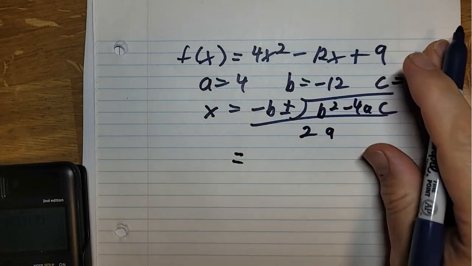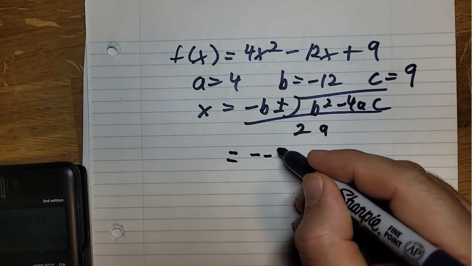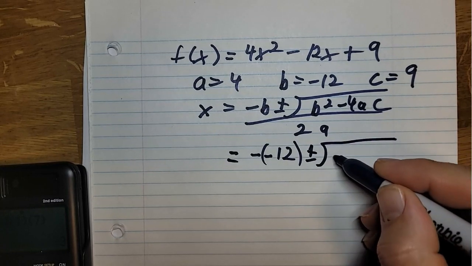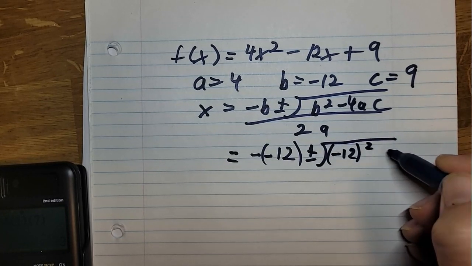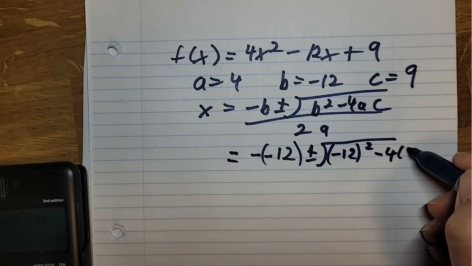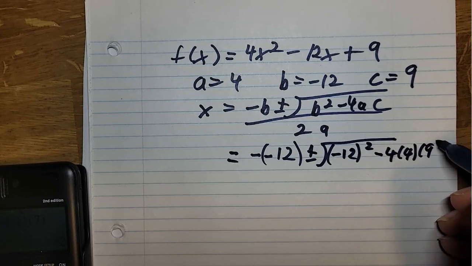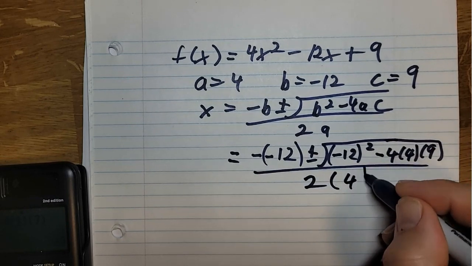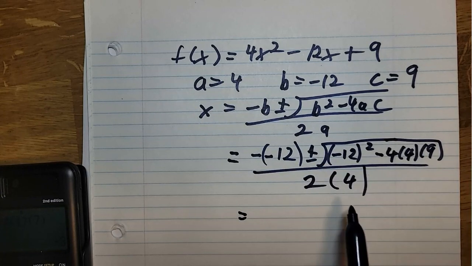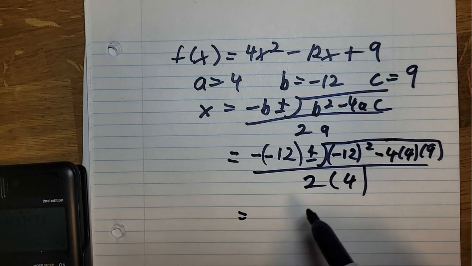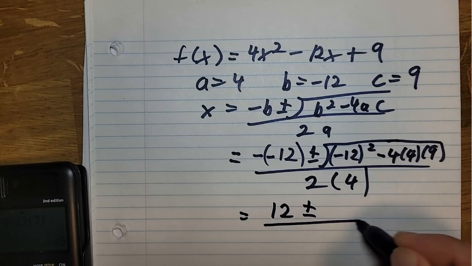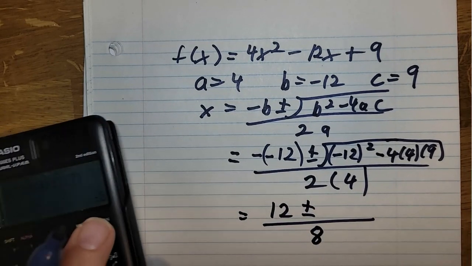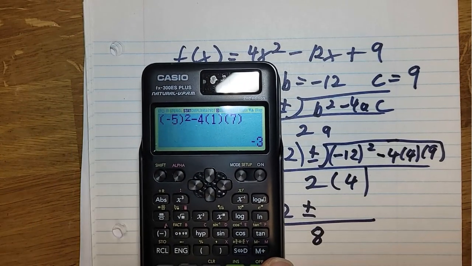Next, negative b is negative 12, so watch the double negative, plus minus the square root of negative 12 in a bracket squared minus 4 times 4 times 9, all over 2 times 4. Okay, so I just put in all the numbers. Negative and a negative gives you 12. 2 times 4 gives you 8. Now we go to our trusty calculating machine here.